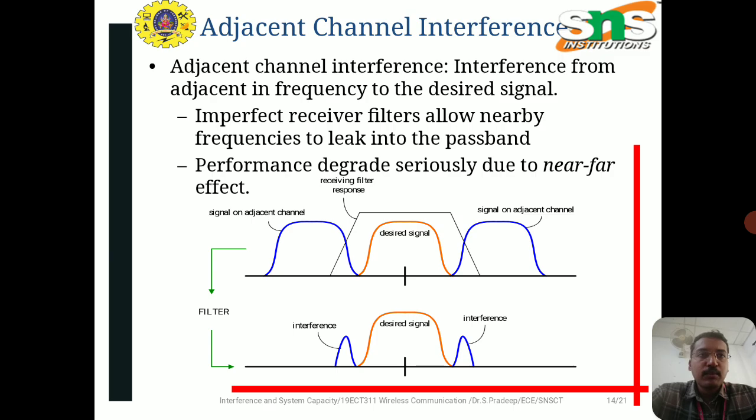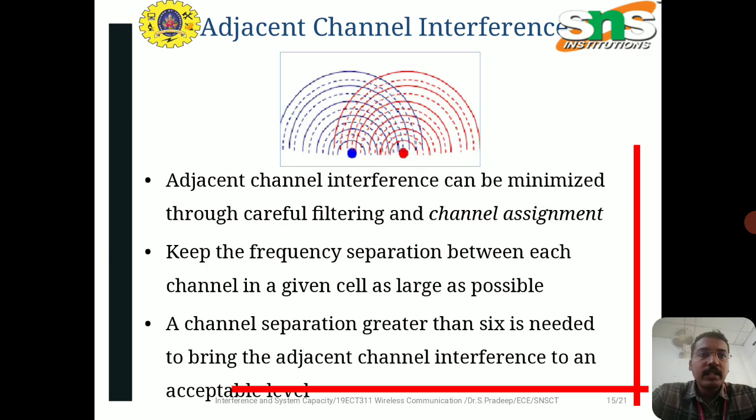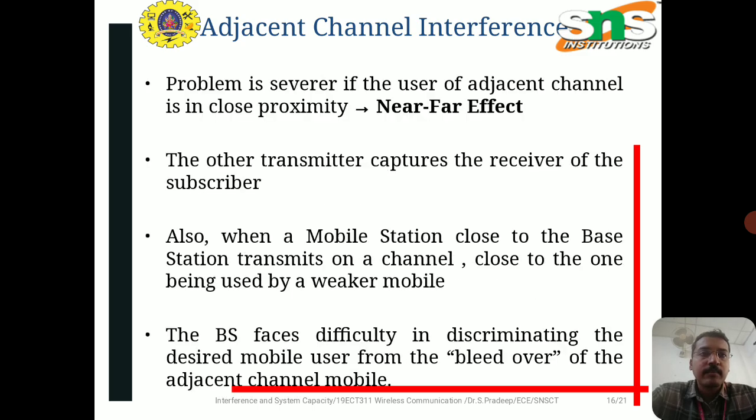Adjacent channel interference. Adjacent channel interference is the interference from signals adjacent in frequency to the desired signal. Imperfect receiver filters allow nearby frequencies to leak into the passband. Performance degrades seriously due to the near-far effect. Adjacent channel interference can be minimized through careful filtering and channel assignment. Keep the frequency separation between each channel in a given cell as large as possible. A channel separation greater than 6 is needed to bring the adjacent channel interference to an acceptable level.